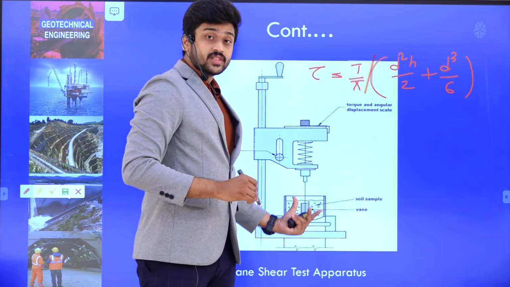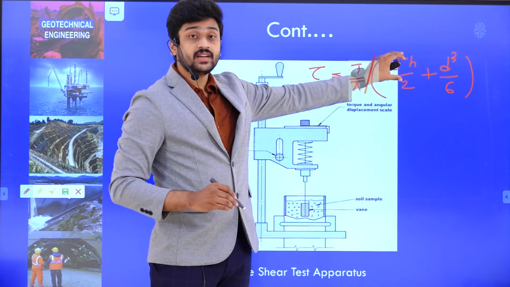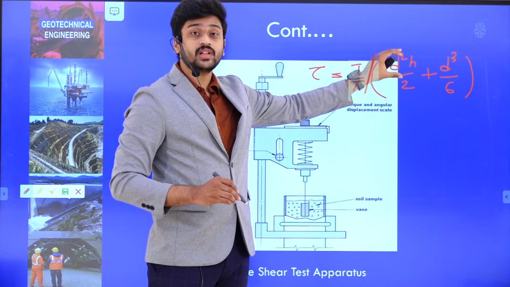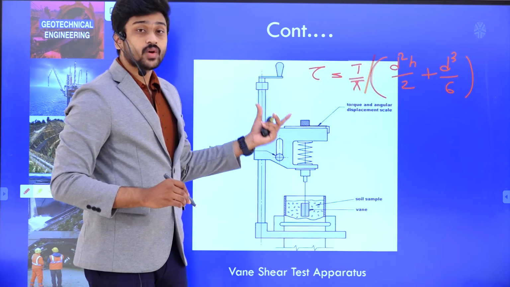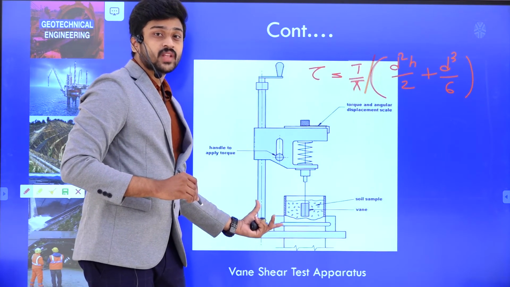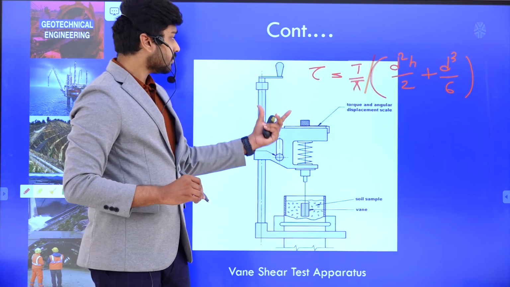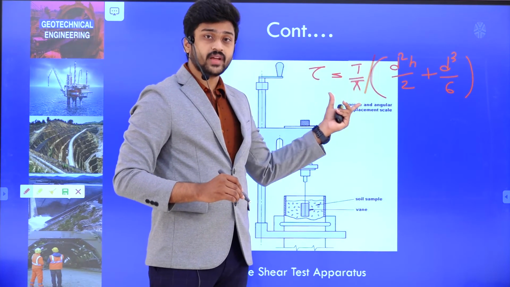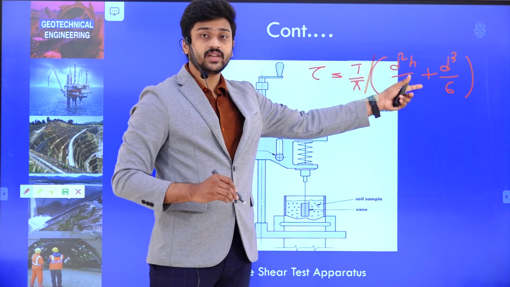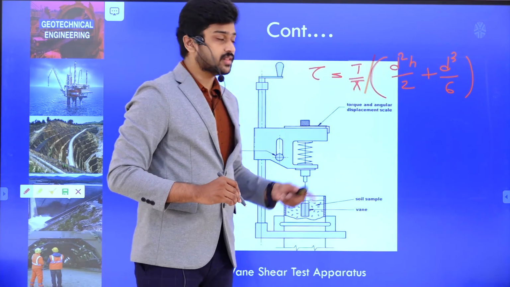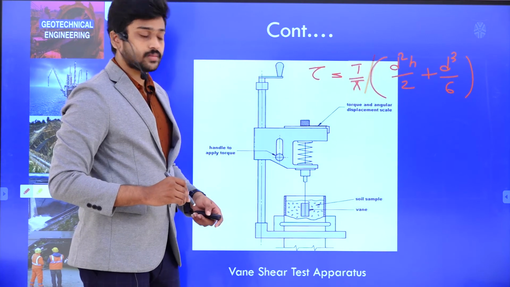D is the diameter of the sample that is taken, and h is the height of the soil sample taken. So the shear strength of this particular type of soil due to shear can be obtained by T by pi, torque by pi, into d square h by 2 plus d cube by 6. Clear? In that way we determine the shear strength.